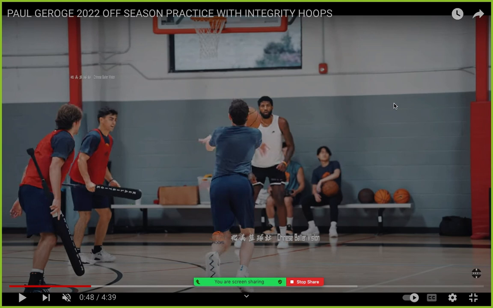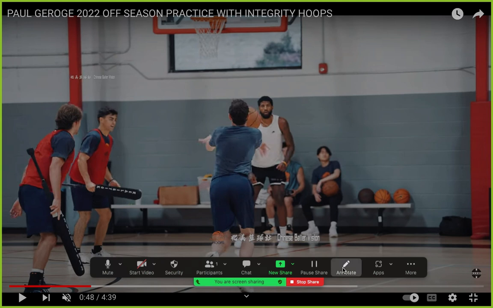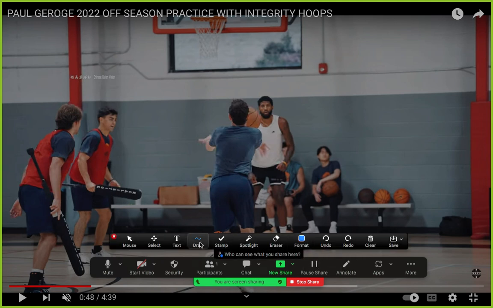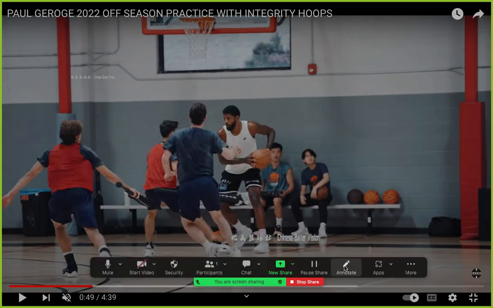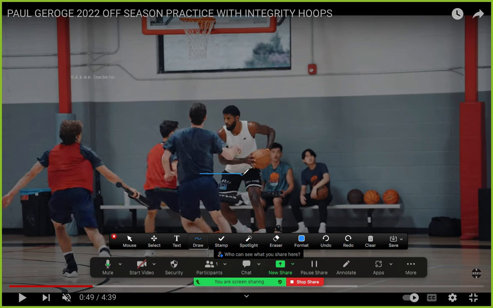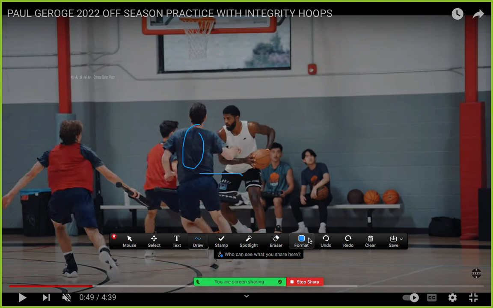So this type of training that they're doing here is attempting to mimic the game scenario. What I mean by that is you have this player here that's acting as a screener for Paul George, or a passing option for Paul George. And then you have these players in the red here who are acting as defenders.